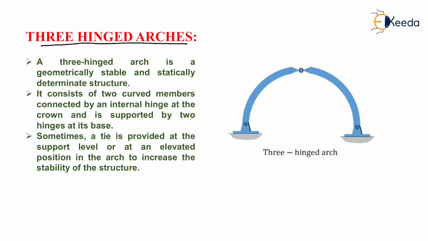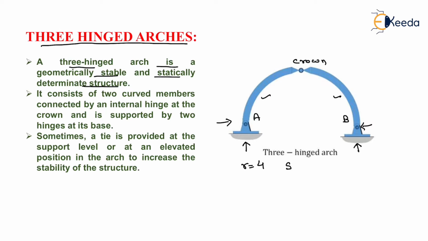Now a three-hinge arch is shown here, which has hinge supports at the ends and one internal hinge at the crown, known as the crown hinge. A three-hinge arch is a geometrically stable and statically determinate structure. Due to hinge supports at A and B, we have two reactions at A, that is horizontal and vertical. Similarly, two reactions at B, vertical and horizontal. So the total number of support reactions will be equal to 4.